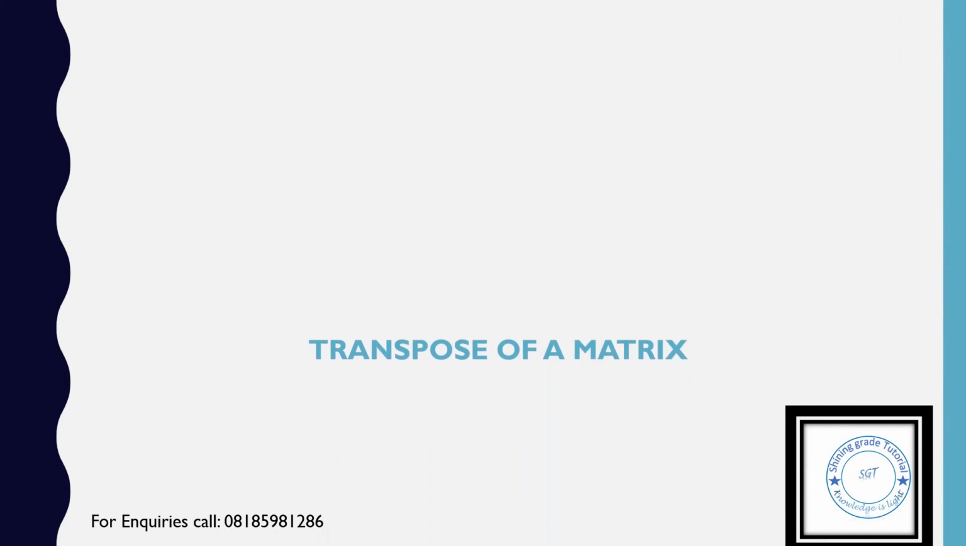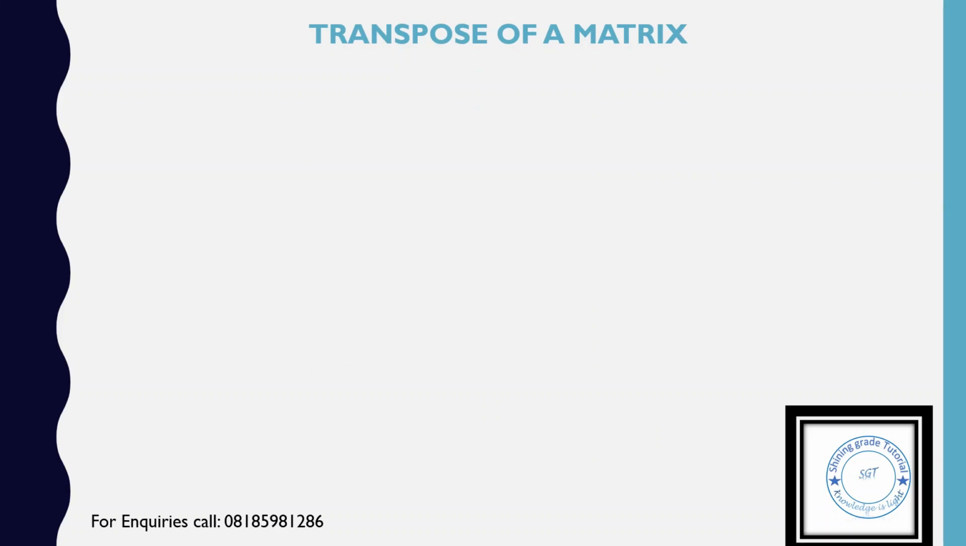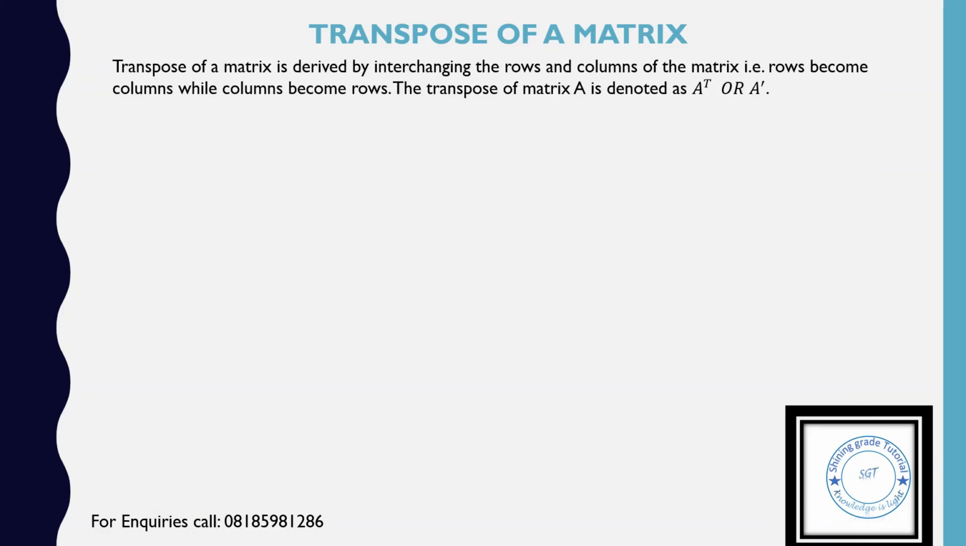Alright, so another aspect now is transpose. So what is the meaning of a transpose of a matrix? When are we to transpose? What does it mean to transpose a matrix? It means to change the order of a matrix, to interchange the number of rows and columns, to interchange the rows and columns of a matrix.